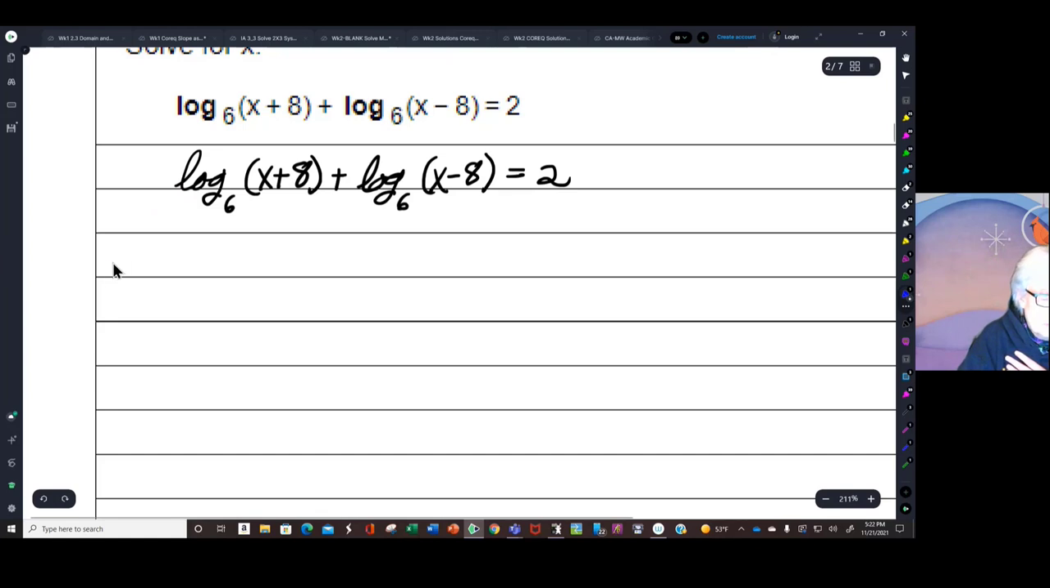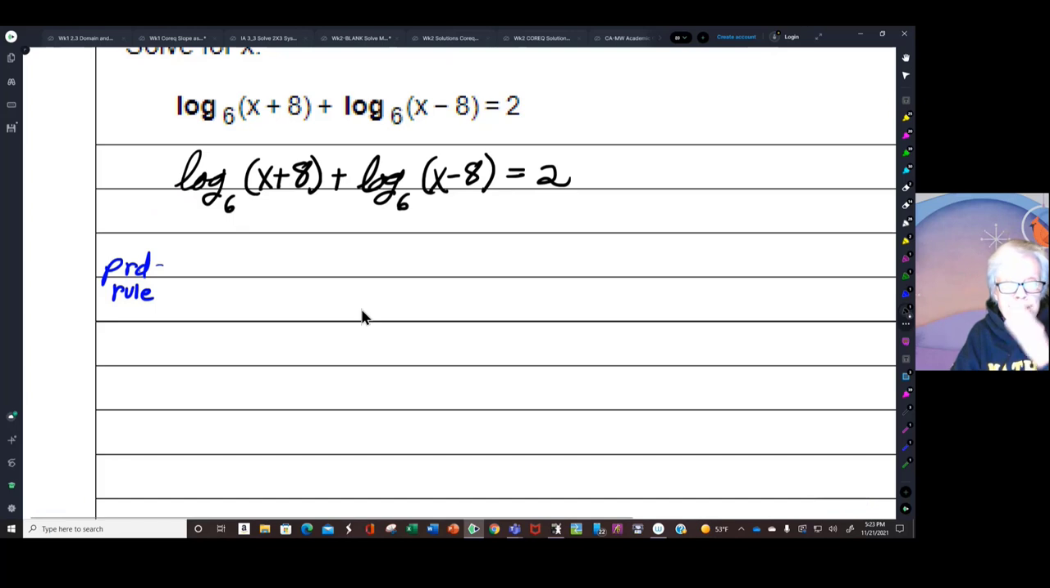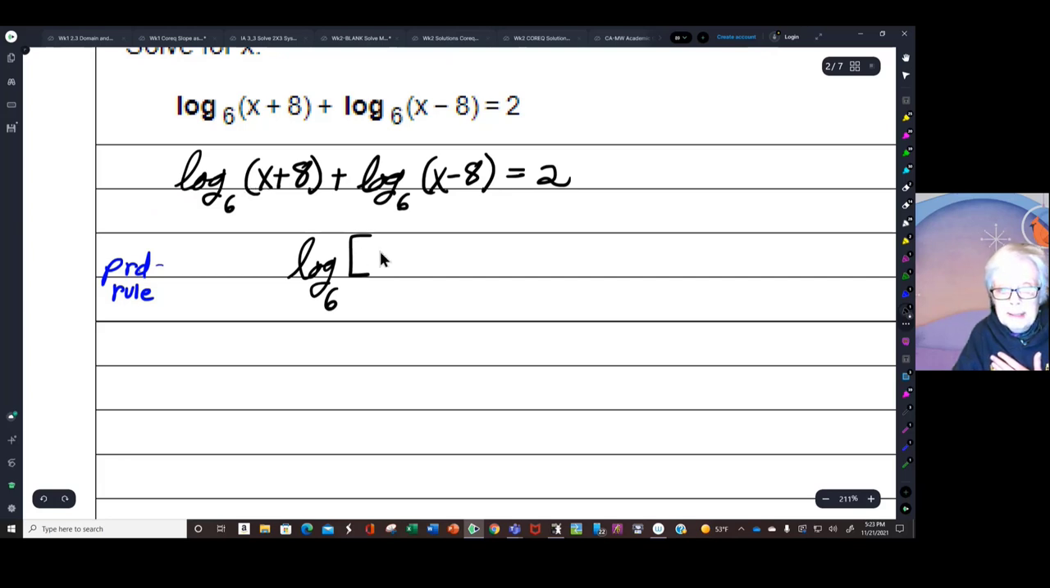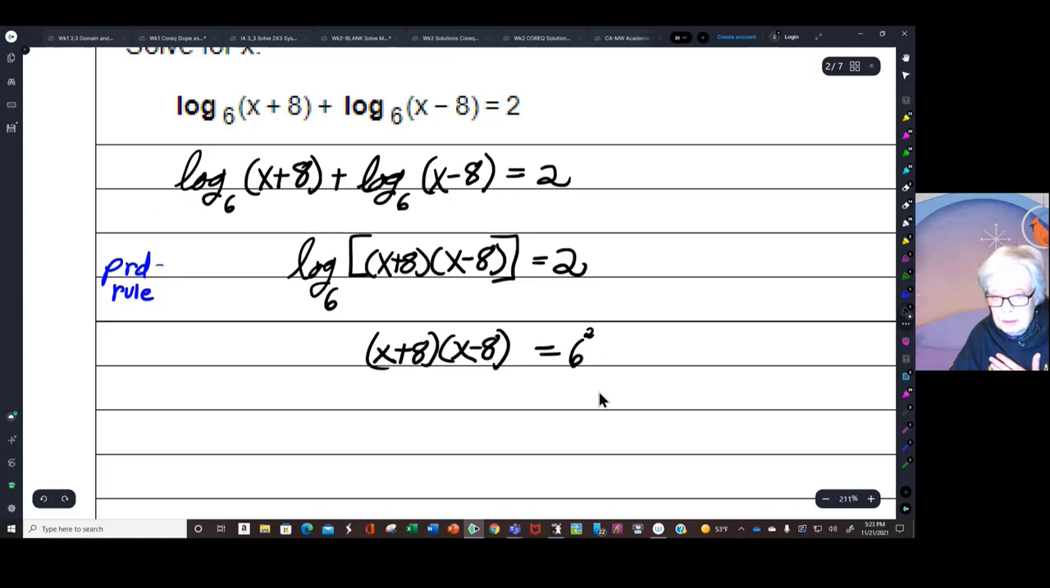Well, we're going to use the product rule. Okay, that'll be log base 6 of x plus 8 times x minus 8 equals 2. Okay, x plus 8 times x minus 8 equals 6 to the 2 power, which is 36.